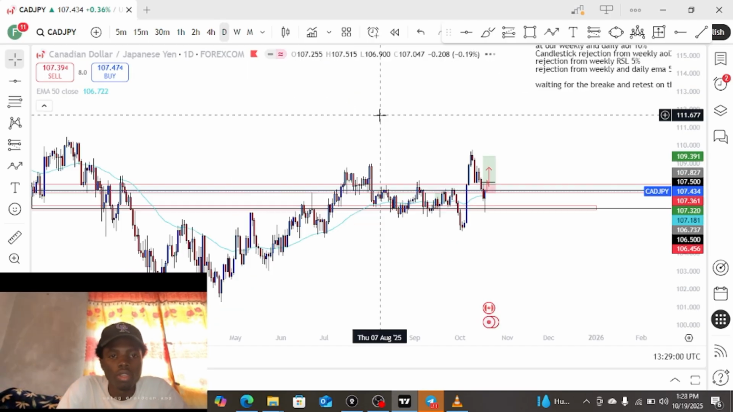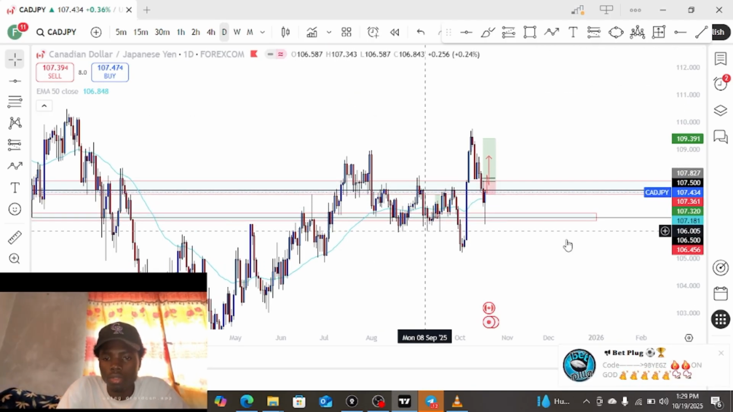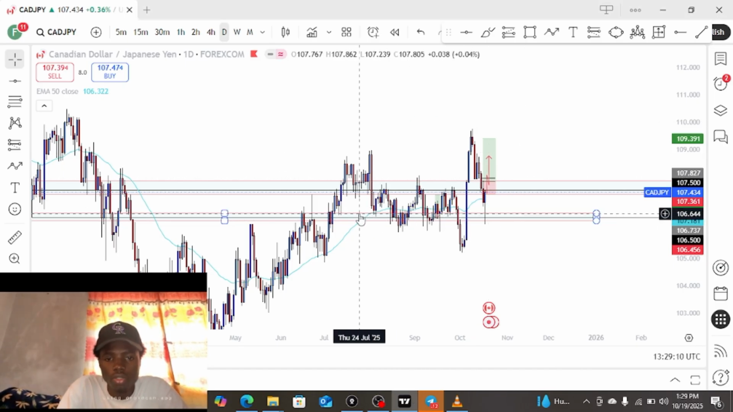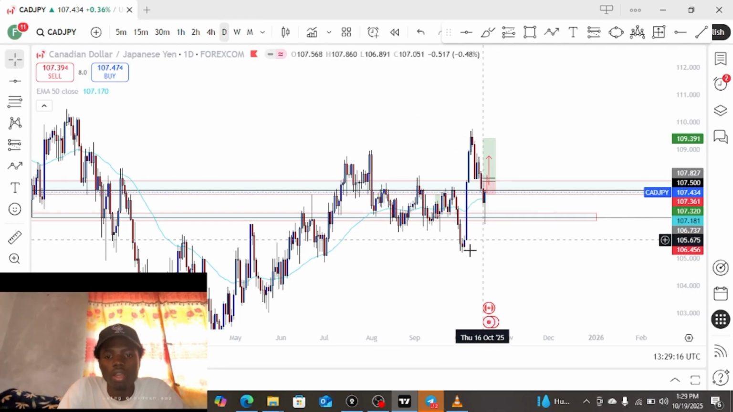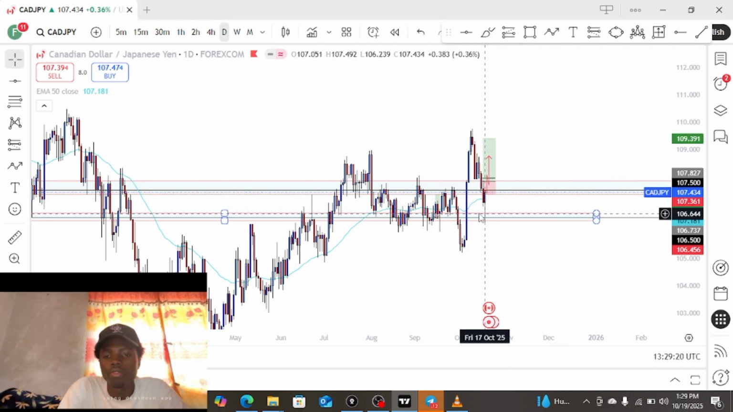Let's move on to the daily. The daily is also bullish. You all can see with your eyes. Higher high, higher low, higher high, higher low, lower low, lower high, higher high, higher low. Give me the rejection from the AOI, rejection from the EMA.